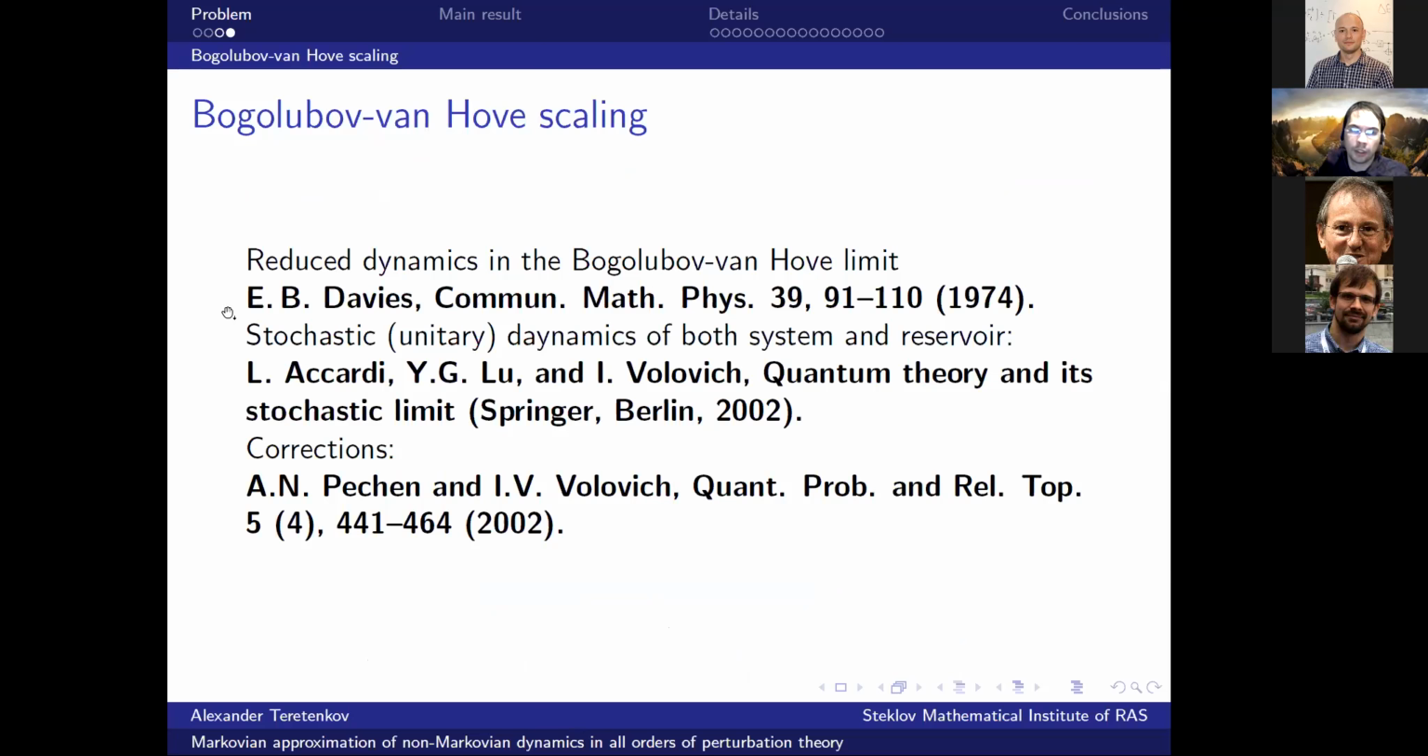It was firstly, of course, Bogolubov and Van Hove who derived the equations in the Bogolubov-van Hove limit, but in a more modern and more strict mathematical style, it was done by Davies for reduced dynamics. And moreover, for example, in this Accardi, Lu, and Volovich book, it is discussed how one could derive the stochastic but unitary dynamics of the whole system and reservoir in this limit. And also you could obtain the equation for the reduced density matrix by tracing out the stochastic operators.